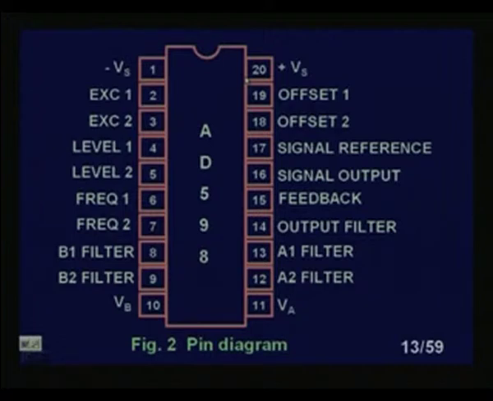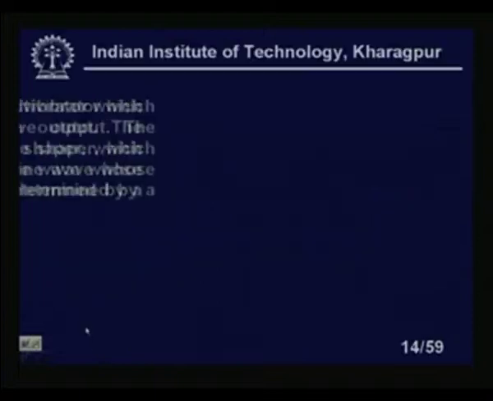Okay. If you need single ended, this is to be grounded. That means, if I need only unipolar, this is to be grounded, and the signal output will come out. You can take the output filter also, okay, and signal differences, right. This is our pin diagram.